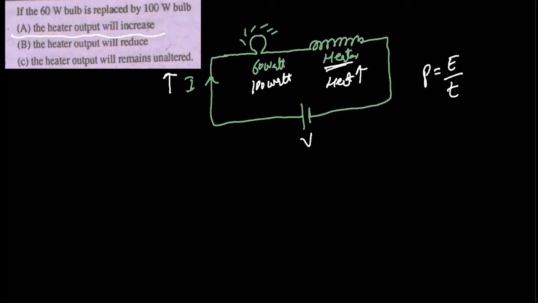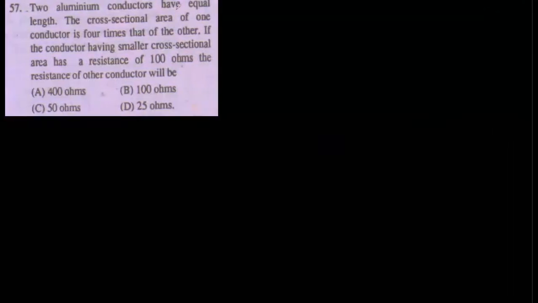Okay, next MCQ is: two aluminum conductors have equal length. The cross-section area of one conductor is 4 times that of the other. If the conductor having smaller cross-section area has a resistance of 100 ohm, the resistance of the other conductor will be: 400 ohm, 100 ohm, 50 ohm, or 25 ohm.